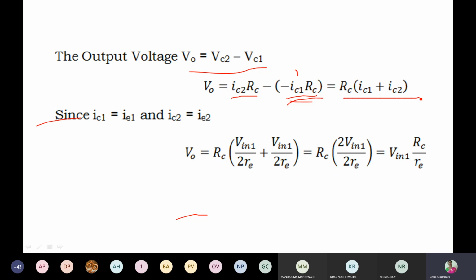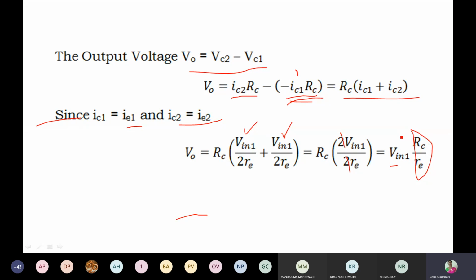And now, Rc we take common, Ic1 plus Ic2, and after that Ic1 is equal to IE1, Ic2 is equal to IE2, and just now we got IE1 is equal to Vin1 by 2Re, and IE2 is equal to Vin1 by 2Re, both are the same. So you get 2 times Vin1 by Re, so you will get V0 is equal to Vin into Rc by Re.